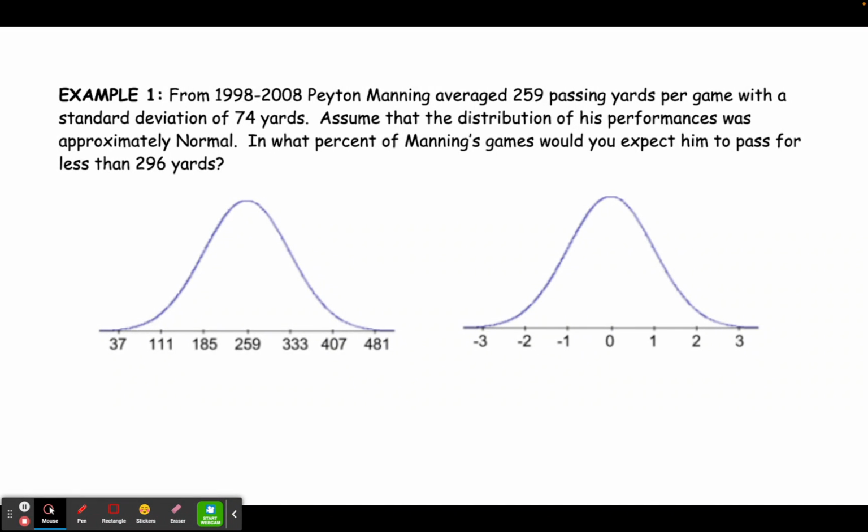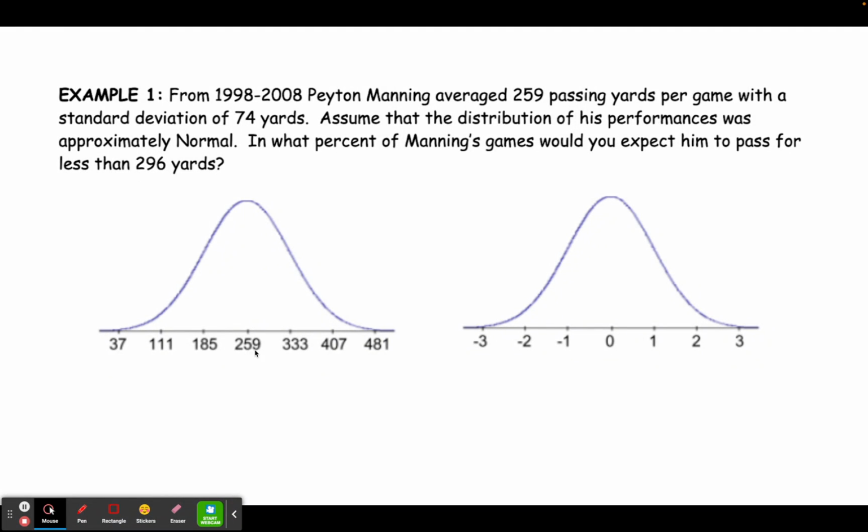We know that in this 10-year period during his career, he averaged 259 passing yards per game with a standard deviation of 74 yards. The curve that's printed in your notes has this horizontal scale already labeled with this mean and standard deviation. What we want to know is in what percent of Peyton Manning's games would you expect him to pass for less than 296 yards?